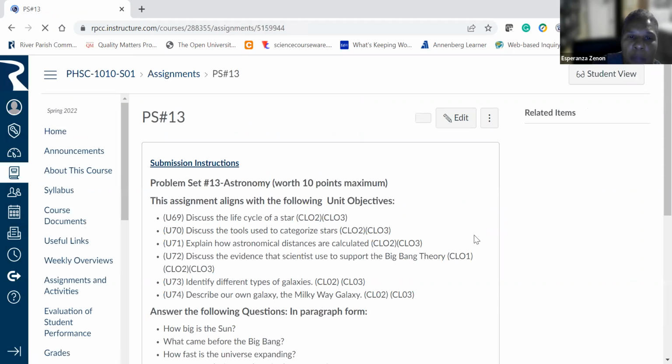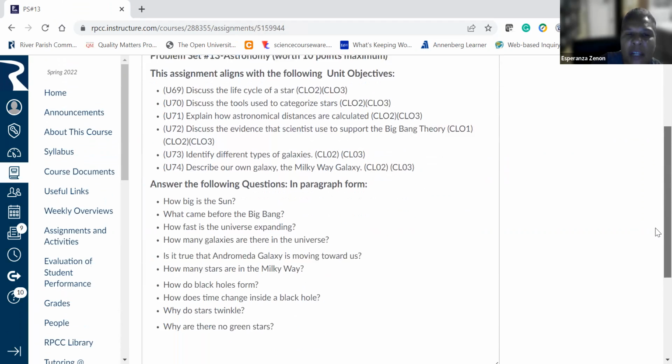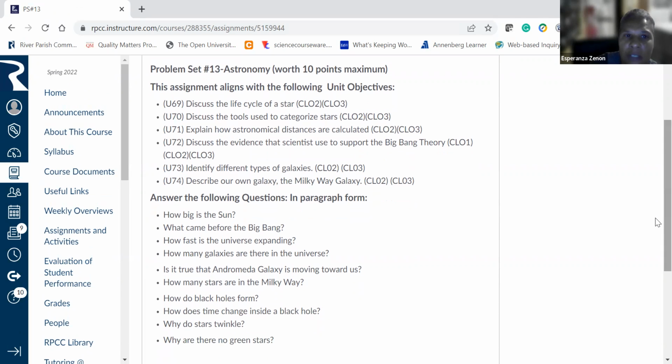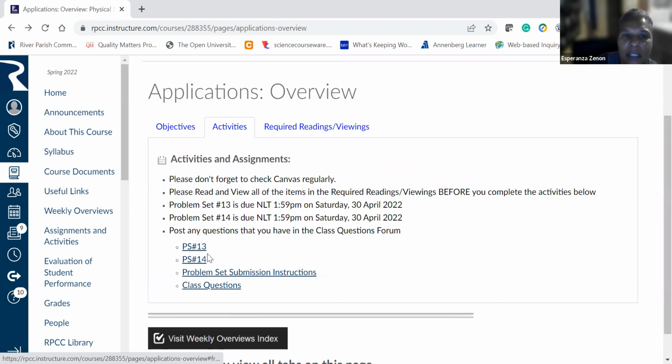So I'll just open it up real quick. Oh, no, that's astronomy. My bad. Problem set 13 deals with astronomy. And actually, that unit was last week, and you were tasked to cover that on your own, right? Because I mentioned that when we did meet before spring break, that you would be covering the astronomy and applications overviews on your own. That's not something that I actually cover. So problem set 13 deals with astronomy, and it's problem set 14 that actually deals with applications.